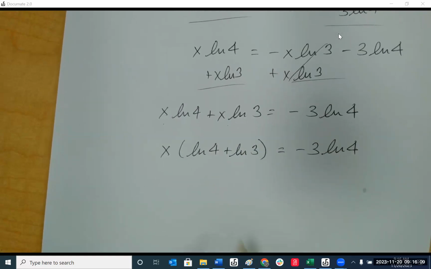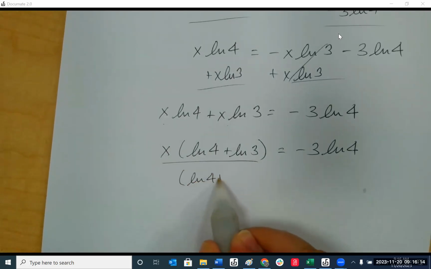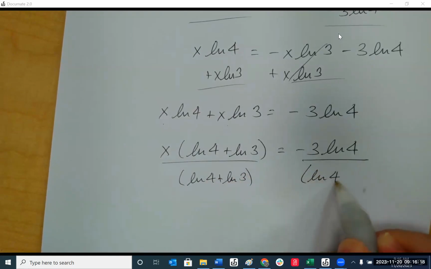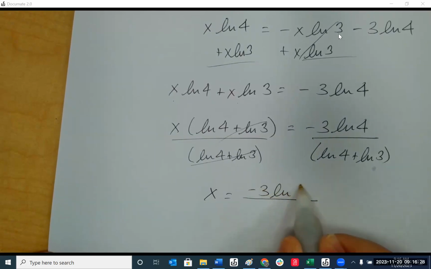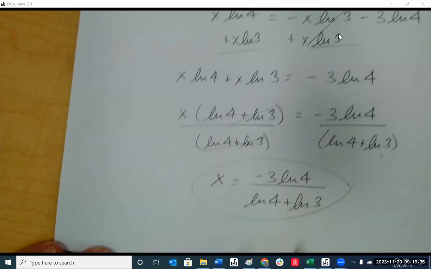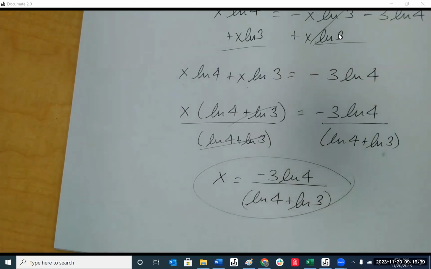To get the x by itself, I just have to get rid of that. So I divide both sides by ln 4 plus ln 3. And there's our answer. You cannot remove the ln 4s. You cannot cancel those because this one is part of an equation on the bottom.